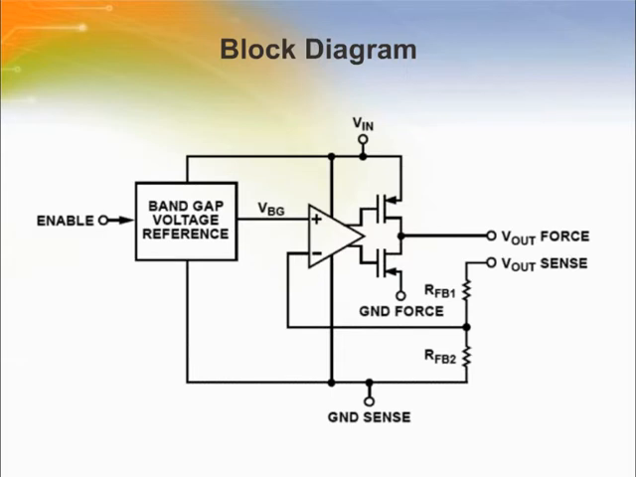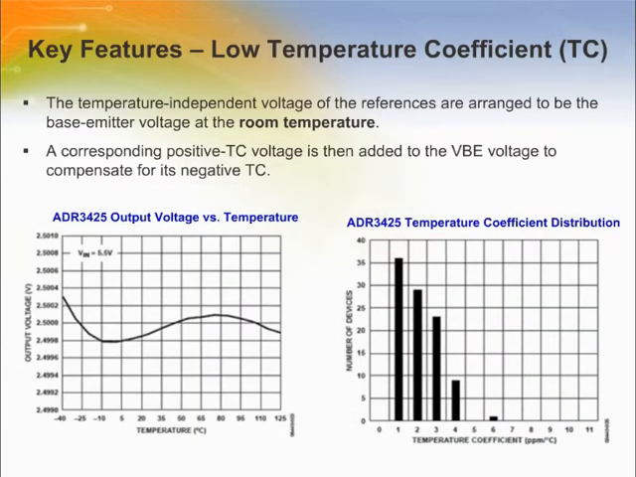The VBE of a bipolar transistor at 0 degrees Kelvin is approximately VGO, the bandgap voltage of silicon. A corresponding positive TC voltage is then added to the VBE voltage to compensate for its negative temperature coefficient, or TC. The bandgap voltage, VBG, is then buffered and amplified to produce stable output voltages. The temperature coefficient relates the change in output voltage to the change in ambient temperature of the device, as normalized by the output voltage at room temperature, or 25 degrees C.